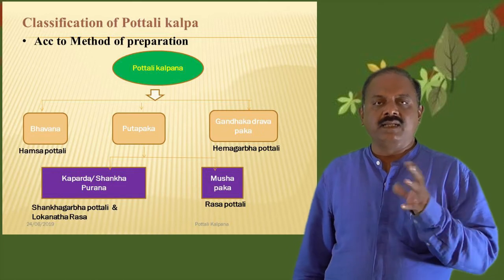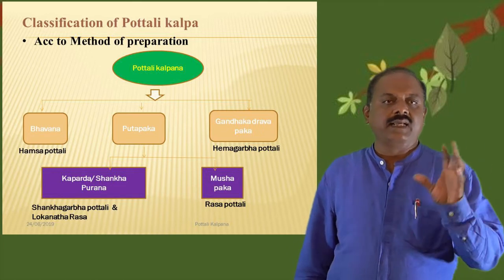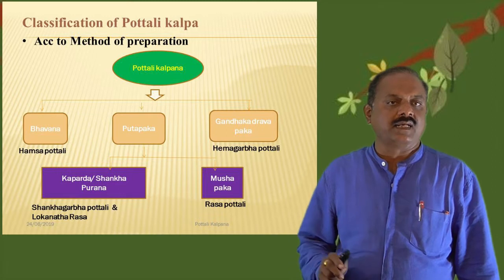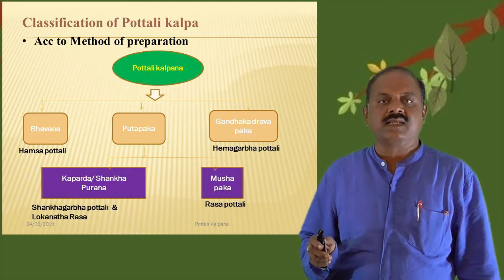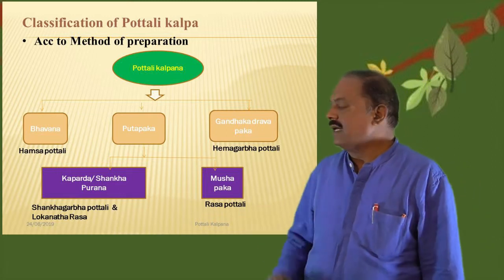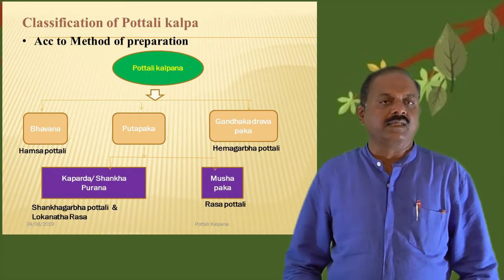In the other method, Puttapaka, Kapardi and Shankha are used as Kshara Dravyas, and with the help of Mushā we can also prepare the Pottali. Using Kshara Dravyas like Kaparda and Shankha, the Shankha Garbha Pottali and Lokanath Rasa are the best examples.